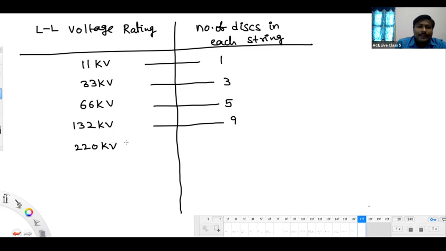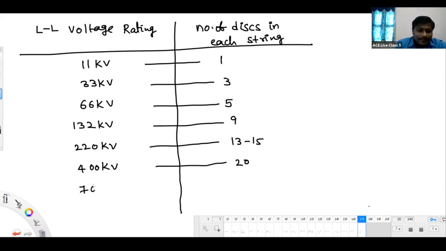220 kV, it will be in the range of 13 to 15, sometimes 14, sometimes 15. 400 kV, around 20. In some cases I observed they are using 19 units only, some cases 21, some cases 22 also, for 400 kV. 765 kV, around 30 to 35 discs we will be using.